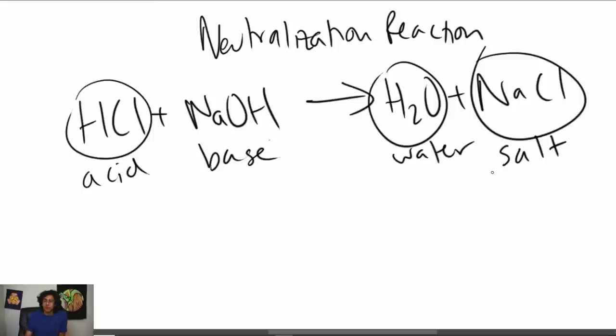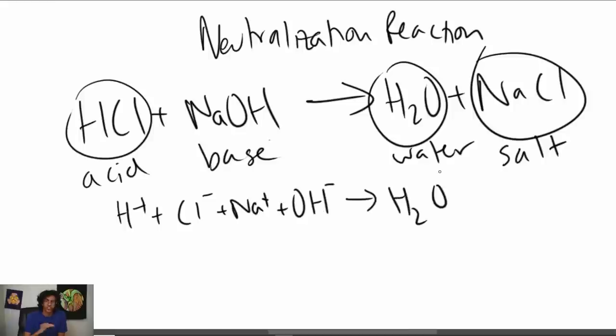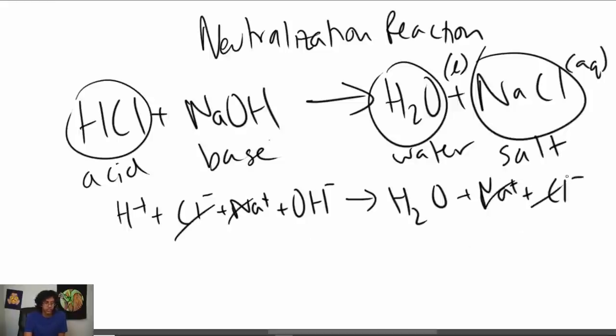Now something cool that not many people realize is if you do the net ionic equation, all neutralization reactions have the same net ionic equation. So let us just do it out. I kind of had it before, but we could do H+ plus Cl- plus Na+ plus OH-. And then we go to H2O, right? Because it's liquid, it doesn't dissociate. There's a liquid and there's aqueous, because it's dissolved in water. Plus Na+ plus Cl-. We cancel out the Na+ and the Cl-, and we get H+ plus OH- yields H2O.